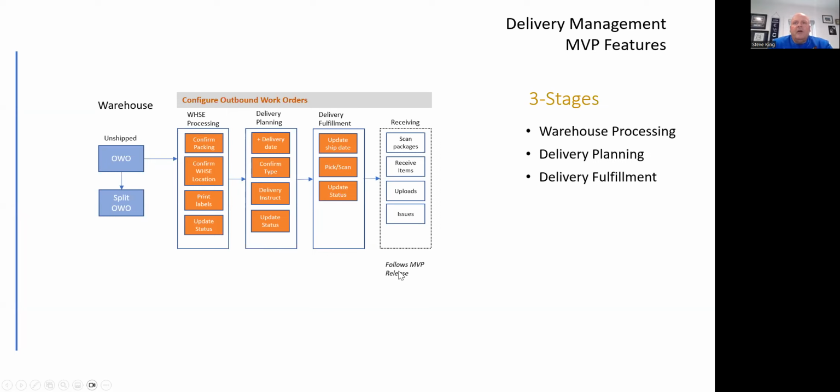The receiving piece of this follows the MVP release of delivery management. It is scanning QR codes on the packages to receive those things. You can directly receive items at the item level. You can upload photographs and documents for the receiving that are relevant. You can also define issues and problems from the field teams, maybe you're missing a box or something. That'll all be part of the receiving process.